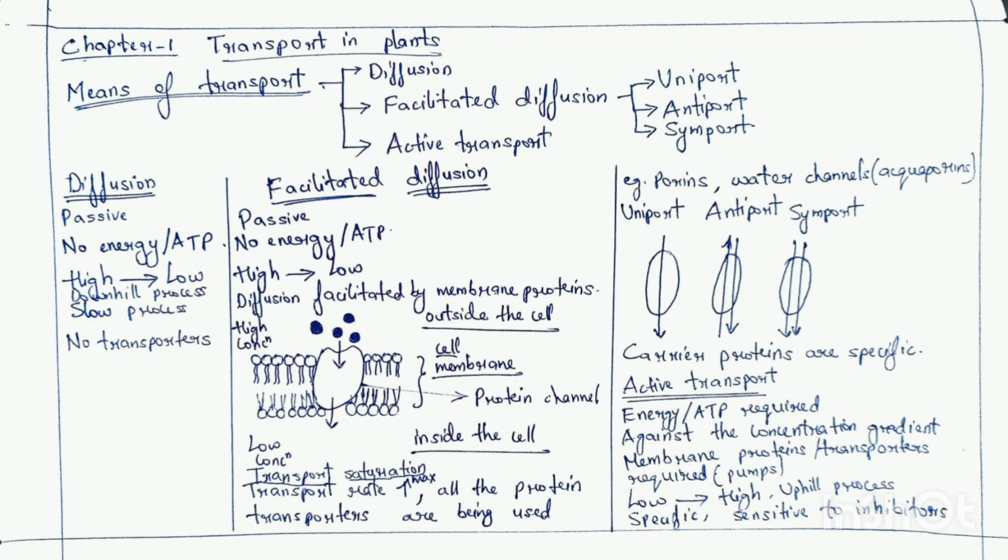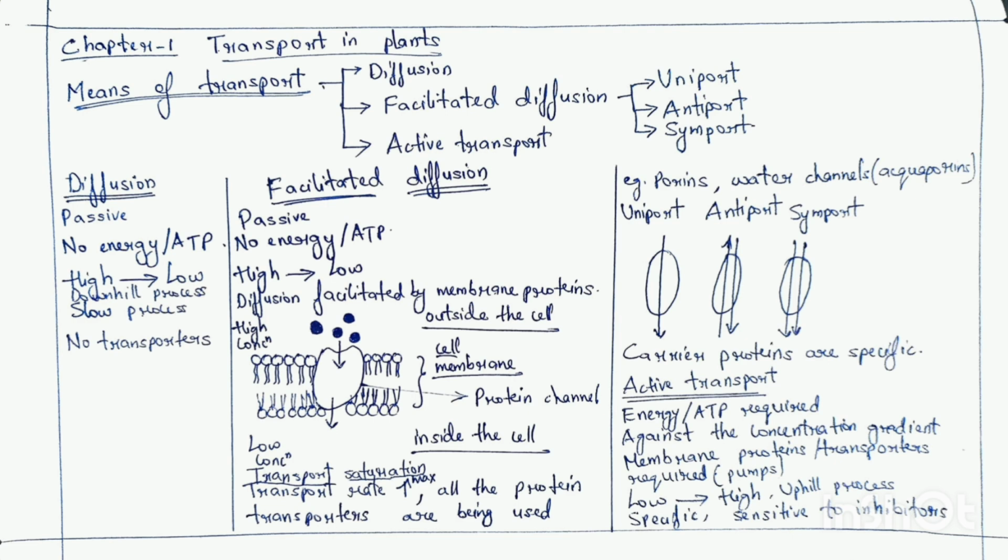There are three main types of facilitated diffusion, which are uniport, antiport, and symport. In uniport, the protein channel transports one molecule in one direction. In antiport, the protein channel transports two molecules in opposite directions. In symport, the protein channel transports two molecules in the same direction. These carrier proteins or transporters are specific. That means one kind of transporter will carry one type of molecule only. They are specific to the molecules they carry.